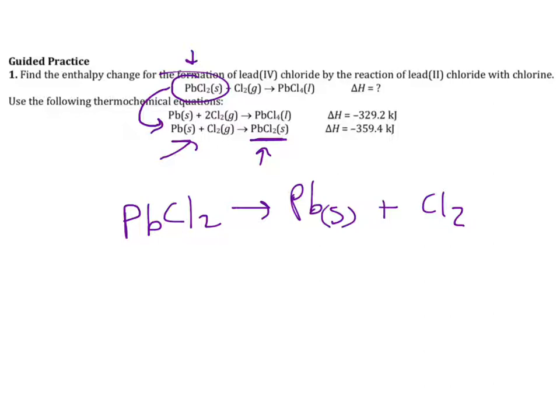Now, when you flip a chemical reaction, you need to flip the sign as well. The delta H was a negative 359.4, so now it's a positive 359.4. What I personally like to do is underline that I've fixed this particular one.